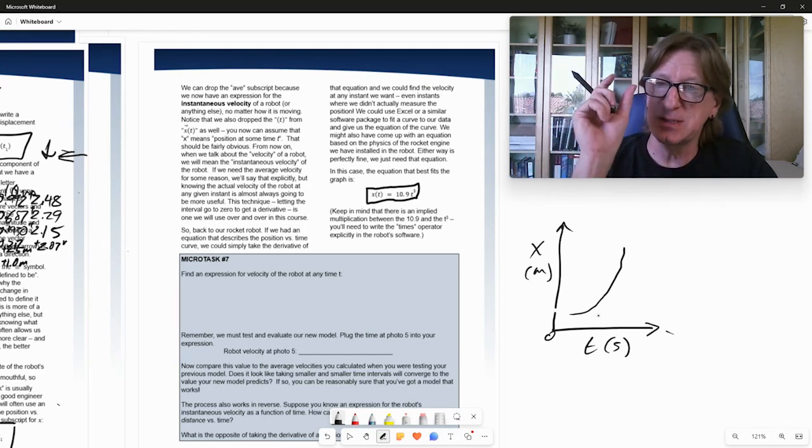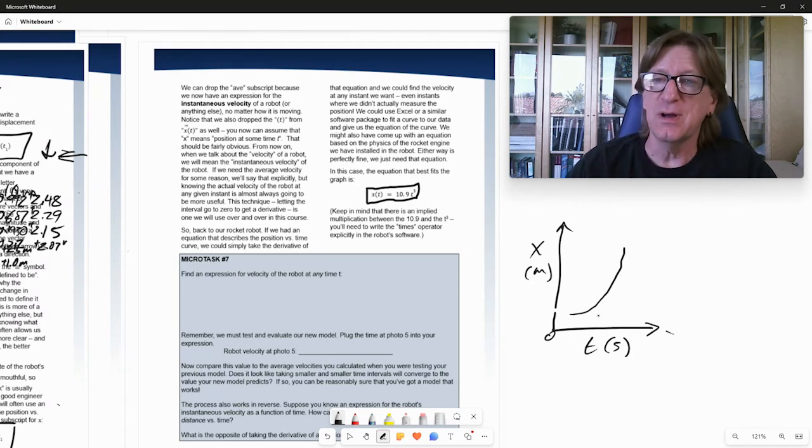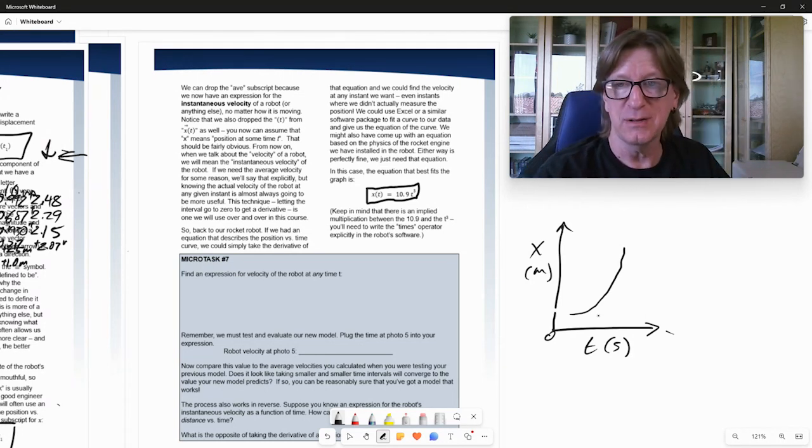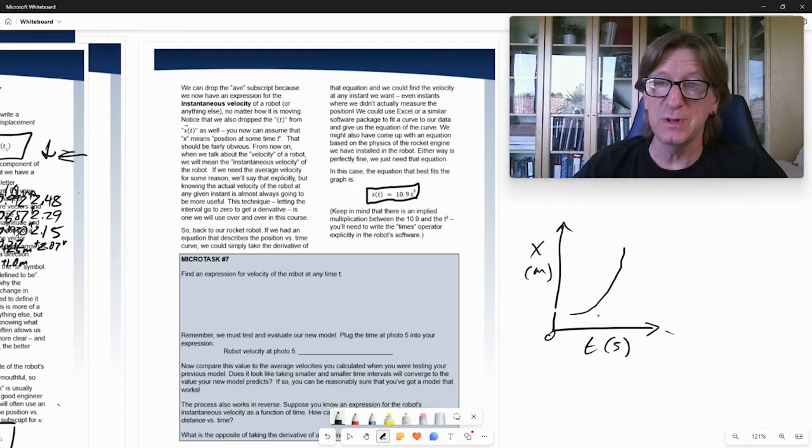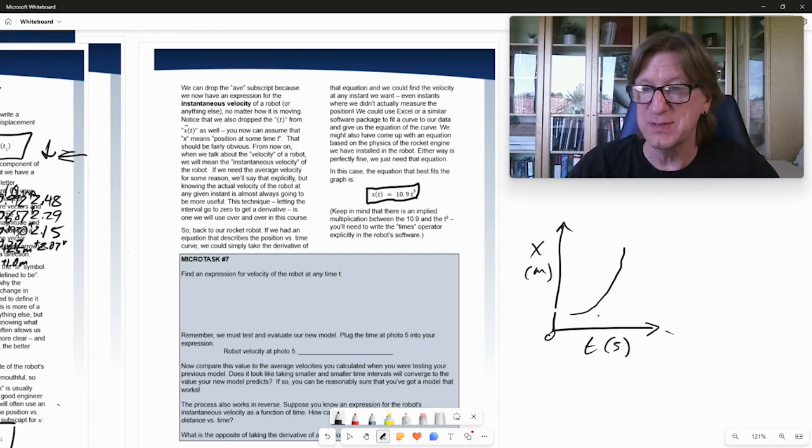Leave your data files on the stick, leave the program on the stick, and it will actually do all the calculations. It will automatically find that best fit curve for you, and it's really nice. It'll let you label all your graphs and everything.